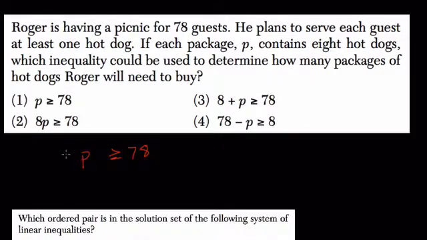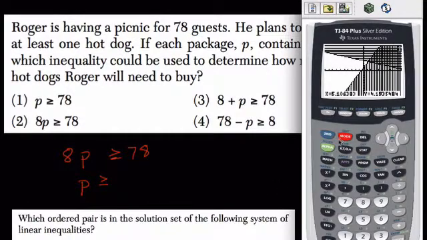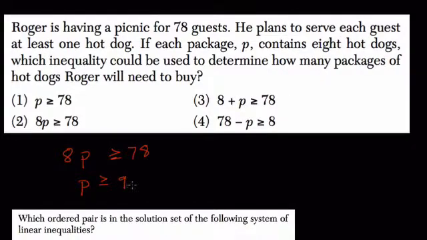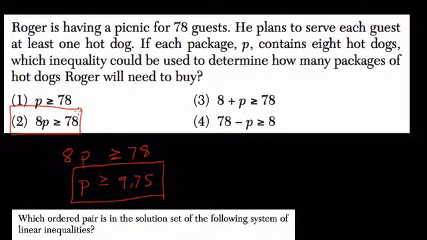And each package has 8 hot dogs. So it's 8 times the number of packages. If we had 1 package, it would be 8 times 1, or 8 hot dogs. If we had 2 packages, it would be 8 times 2, or 16 hot dogs. So you have this set up, you divide both sides by 8, and P has to be greater than or equal to 78 divided by 8, which is 9.75. So P has to be greater than or equal to 9.75. Here, they didn't want to know the answer. They want to know what inequality we could use to solve it. There it is, choice number 2.